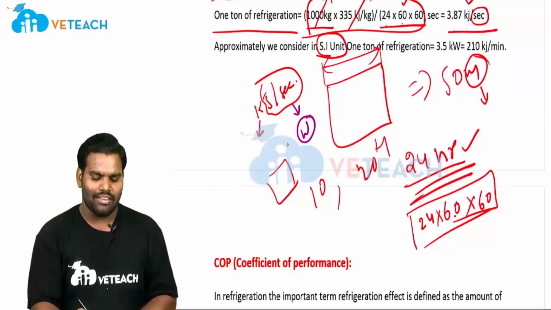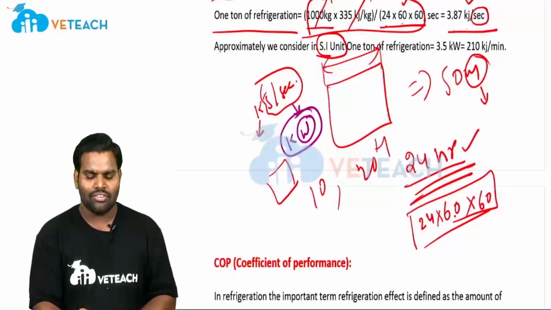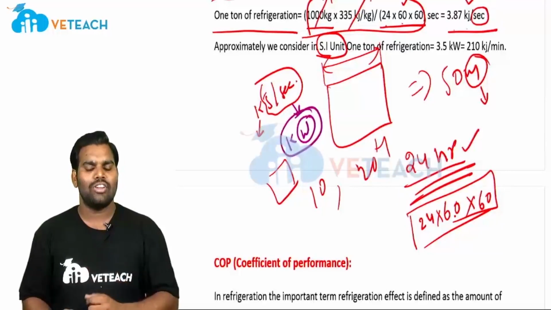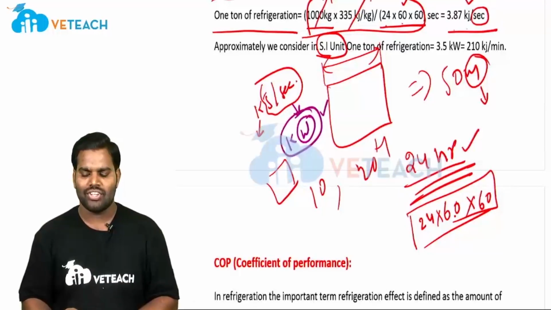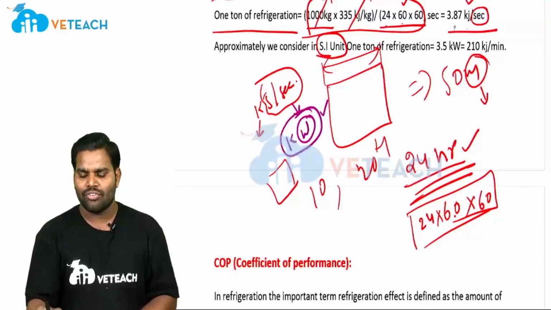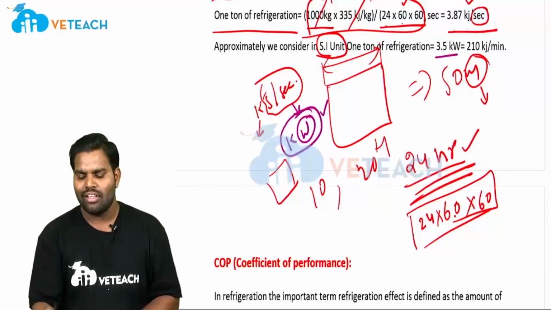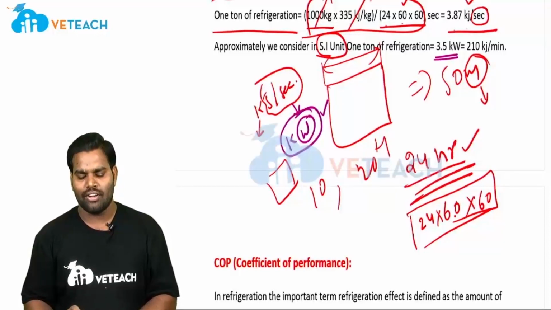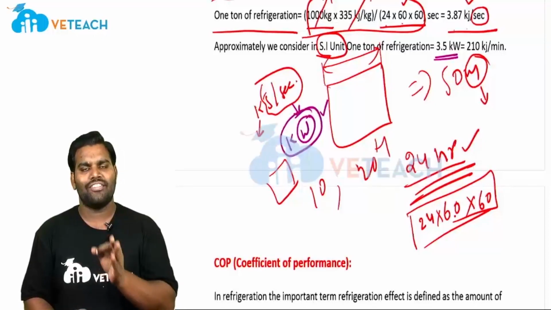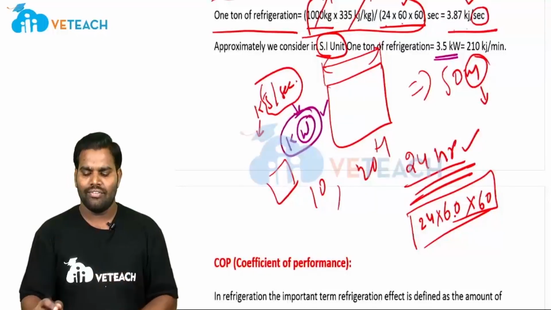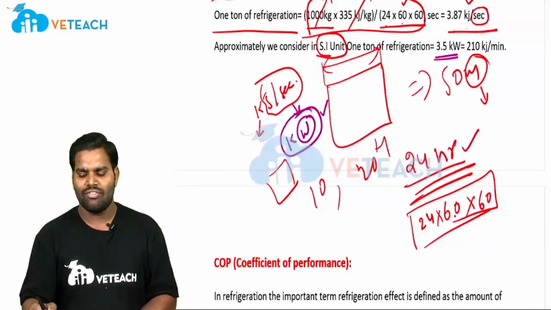So that finally we will get kilojoule per second as kilowatt. So here, in SI unit, we will go for unit conversion in terms of kilowatts. So that is considered as 3.5 kilowatts. So 1 ton of refrigeration, based on the SI unit, is 3.5 kilowatts.